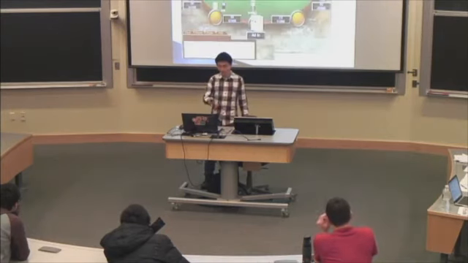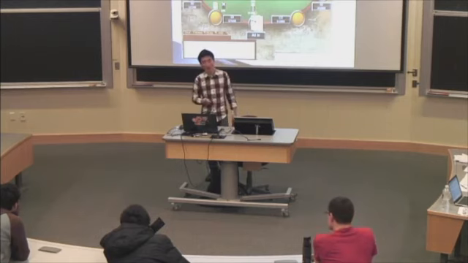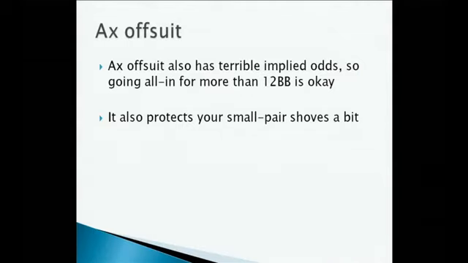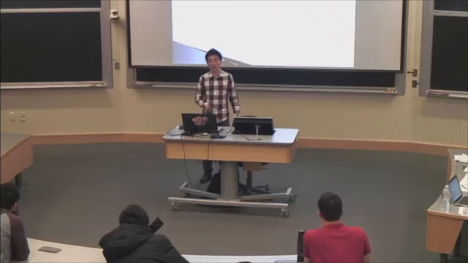Okay, and here we have 17.5 big blinds from the button, but I think going all in with ace-4 offsuit is fine, basically. It's a lot, it's 17.5 big blinds, but once again, ace-x offsuit has terrible implied odds. It also protects your small pair shoves a bit.